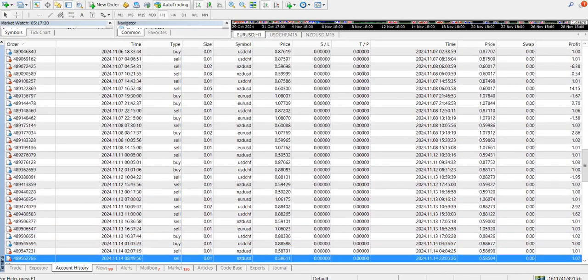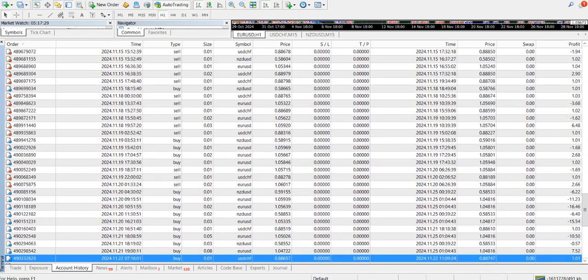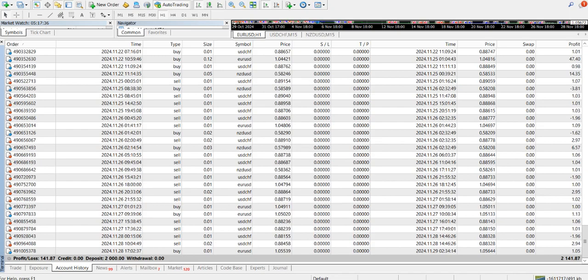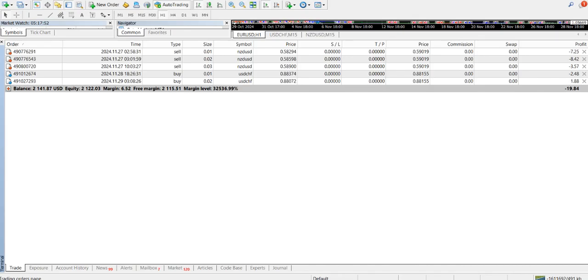So, when the movements are so much higher, all the pairs we have chosen are USD related: Euro USD, USD CHF, and NZD USD. These are not cross pairs. These are the major pairs. Okay, and we made around 141.87 as a profit on 2000 in 1.5 months. And the running trades right now are these.